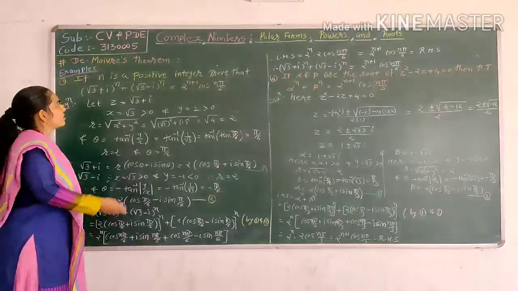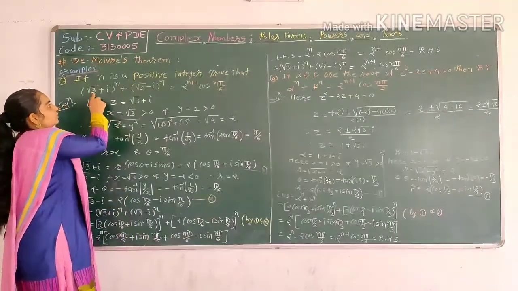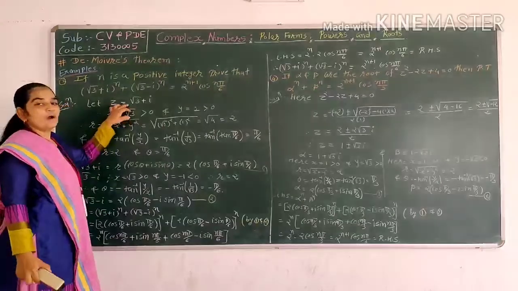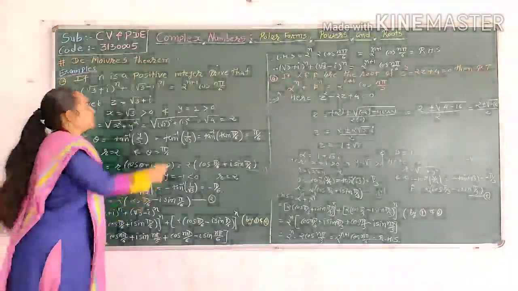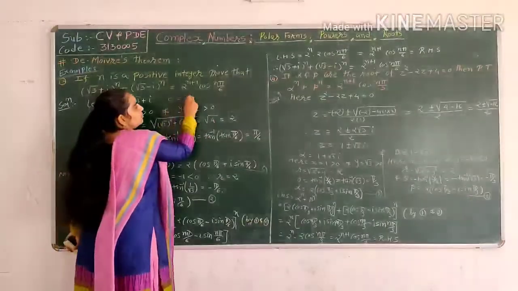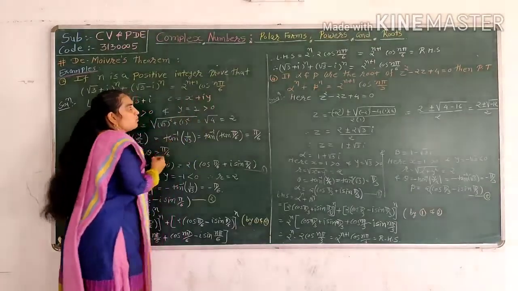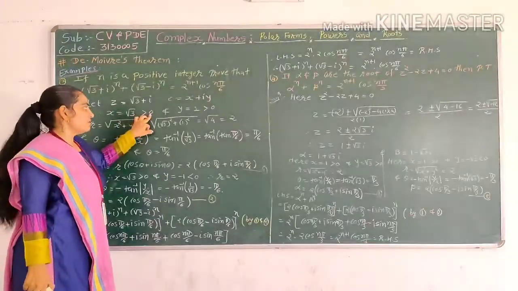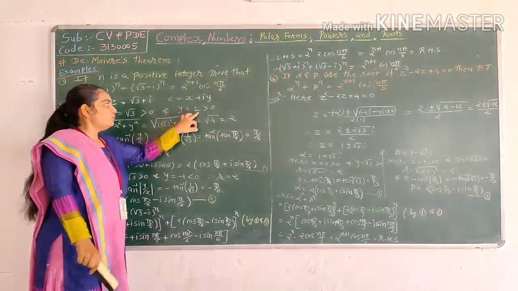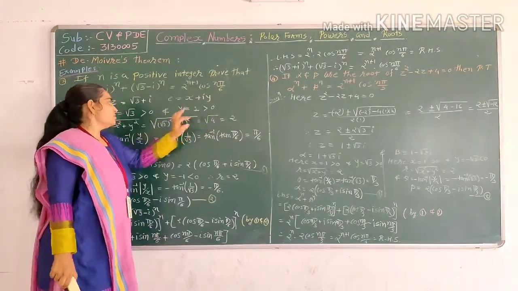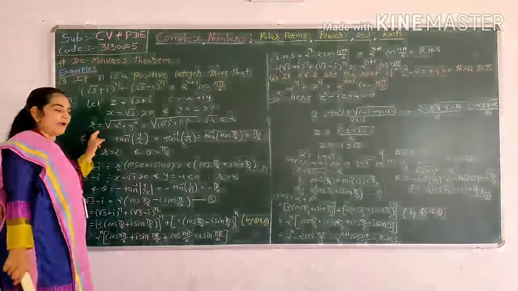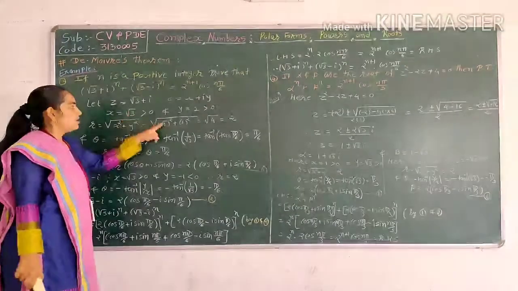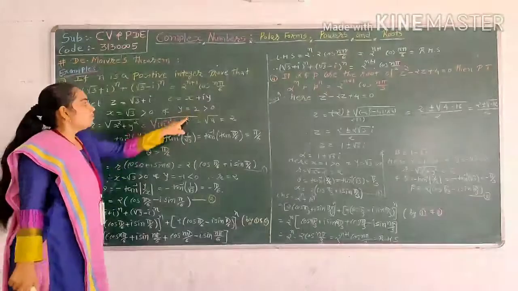Now first we have to consider only root 3 plus i. Therefore let z is equal to root 3 plus i. Now we know that z is equal to x plus i y. Therefore x is equal to root 3, which is greater than 0, and y is equal to 1, which is also greater than 0. Therefore r is equal to root of x square plus y square, is equal to root of 3 square plus 1 square.